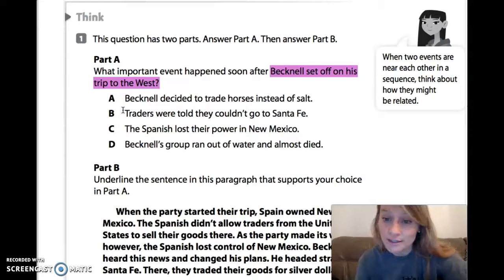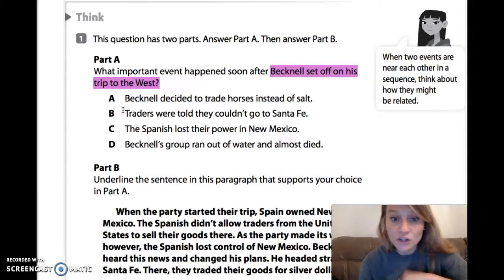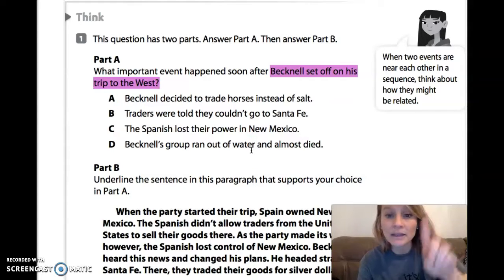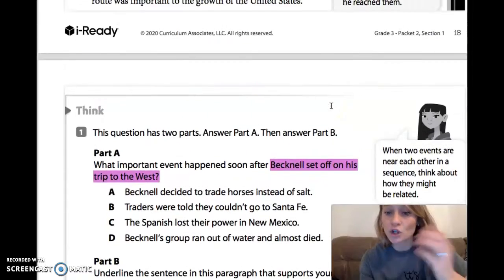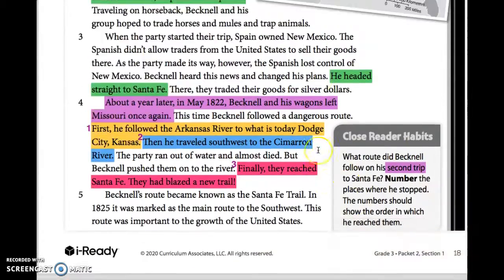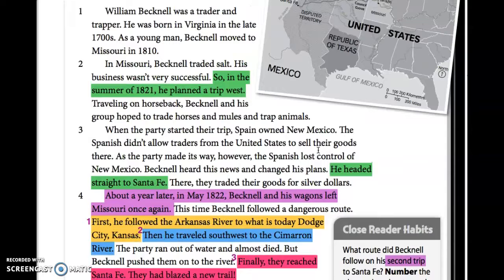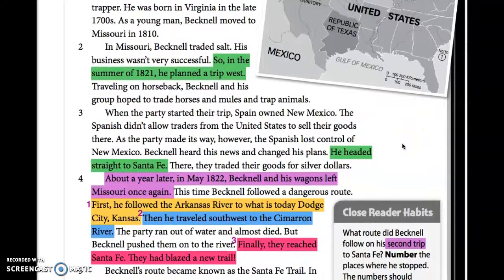Becknell decided to trade horses instead of salt. Traders were told they couldn't go to Santa Fe. The Spanish lost power in New Mexico, or Becknell's group ran out of water and almost died. Okay, what happened? Look what it says. What important event happened soon after Becknell set off on his trip to the west? So let's go back to the text and let's see if we can find what happened soon after he left for his trip out west. Okay, so this is where you need to really make sure that you're seeing what is happening.